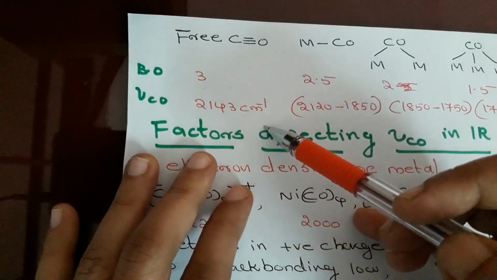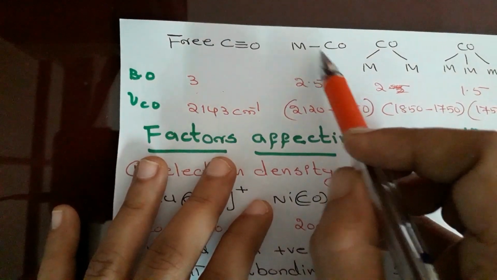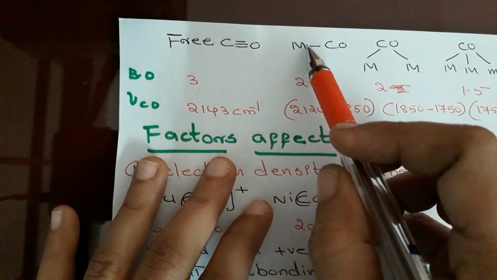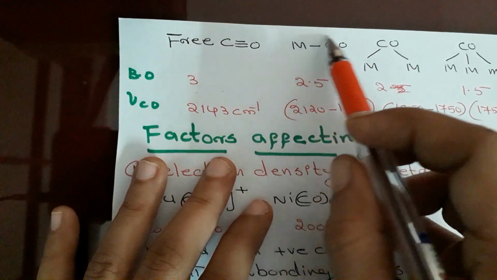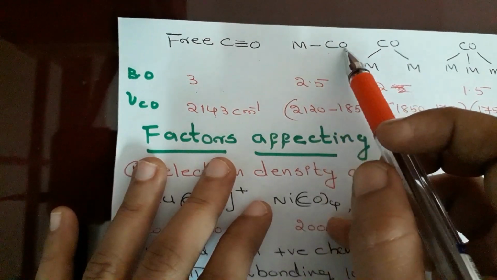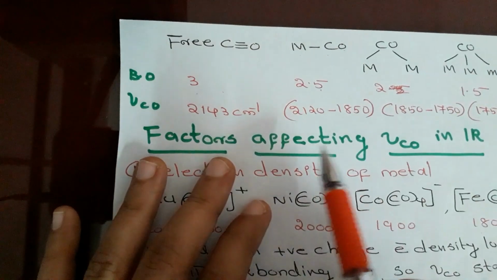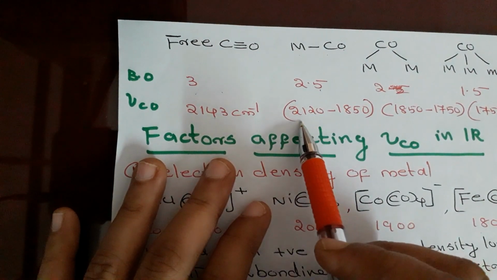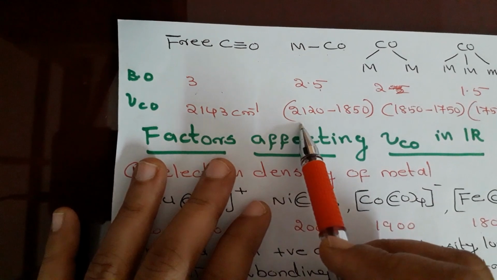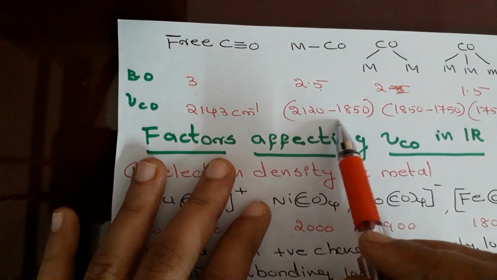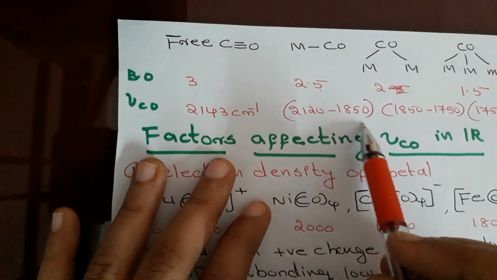2143 cm⁻¹. But when one metal is bonded to the CO group, some pi back bonding starts. So the bond order decreases to 2.5, and the stretching frequency decreases; that range is 2120 to 1850.